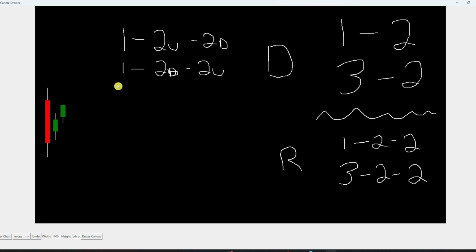1, 2 up, then the third candle goes 2 down, right? And it reverses for the downside. So this is a bearish setup. Or it goes 1, 2 down, then the third candle goes 2 up. So this is a reversal for upside.